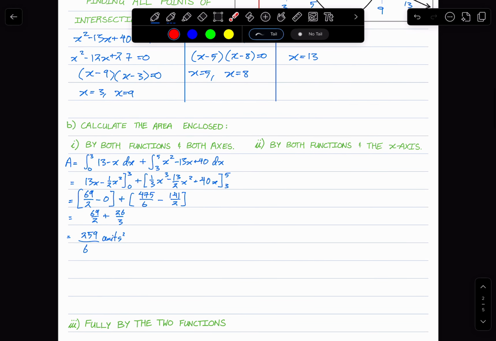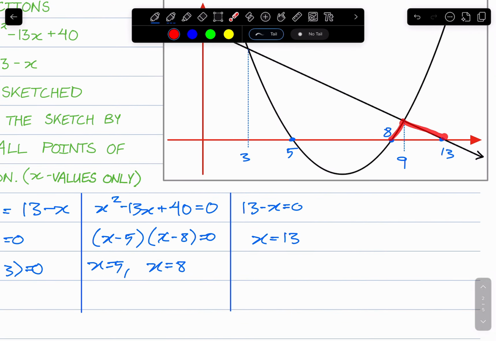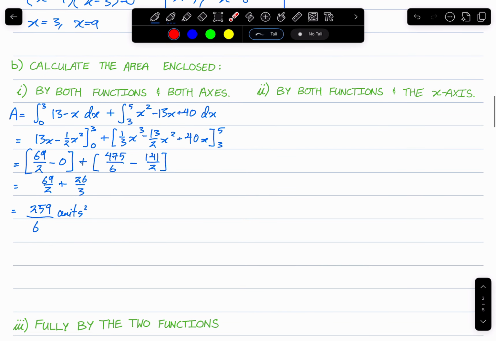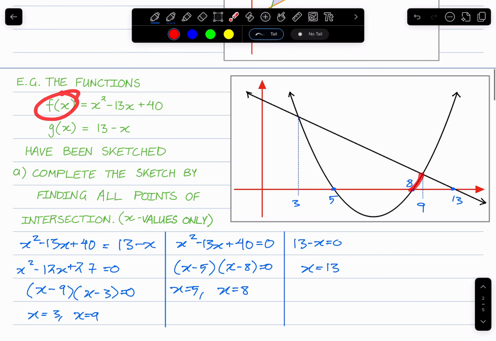Part 2, it says calculate the area enclosed by both functions and the x-axis. So again, it's just this portion here. Again, that is a sum of integrals. That's just going to be the area from 8 till 9 of this curved function, which is f of x.